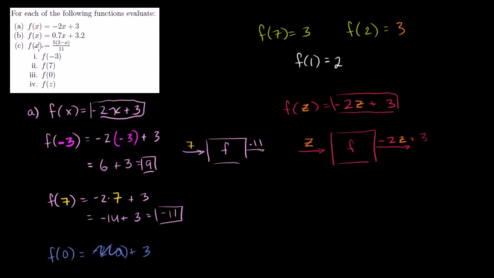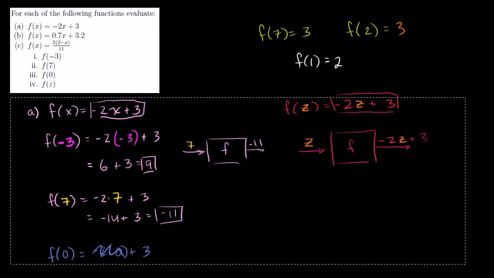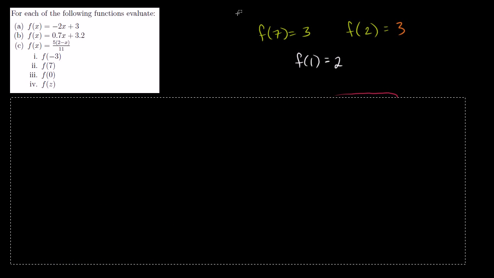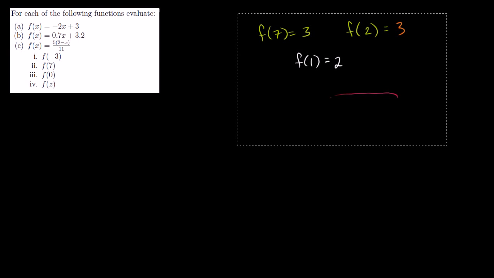Now let's just do part C. Let me clear this, actually. I'm running out of real estate. Let me clear all of this business. And we can do part C. I'm skipping part B. You can work on that part.